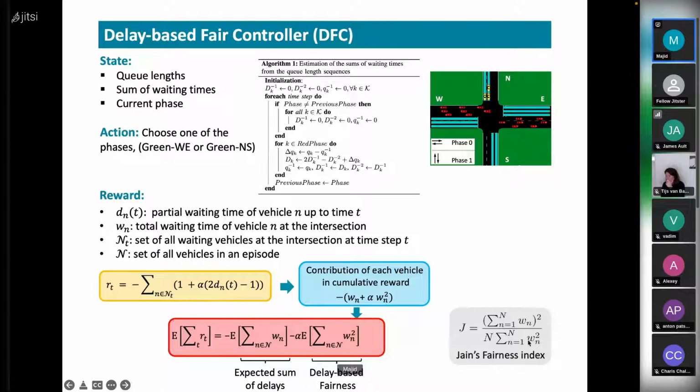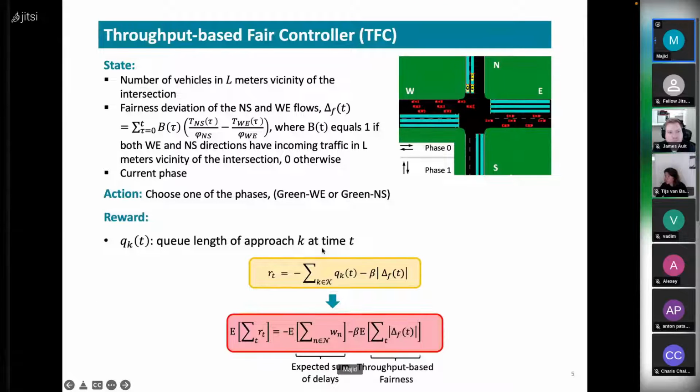Another intuition is using Jain's Fairness Index, which is usually used to measure fairness. It's the square of the sum of Wn, or whatever our measure is, over n times the sum of squared values of Wn. As you can see, the numerator corresponds to delay-based fairness, and the denominator is proportional to the expected sum of delays.